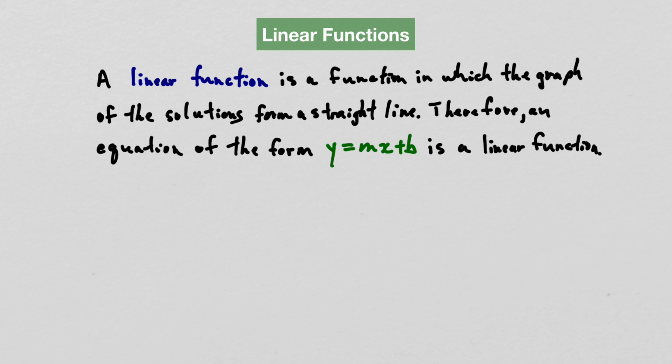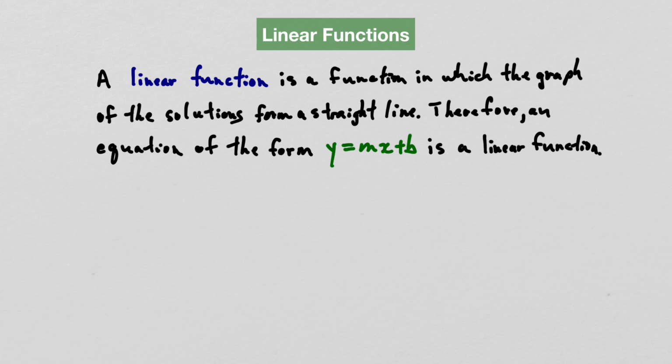And even at this point, it might still seem a little complicated, but hopefully you begin to understand that a linear function is basically a function that when you graph the points, or the graph of the solutions, basically forms a straight line. So when you have a straight line, that's called a linear function. And linear functions will have an equation in the form of y equals mx plus b.